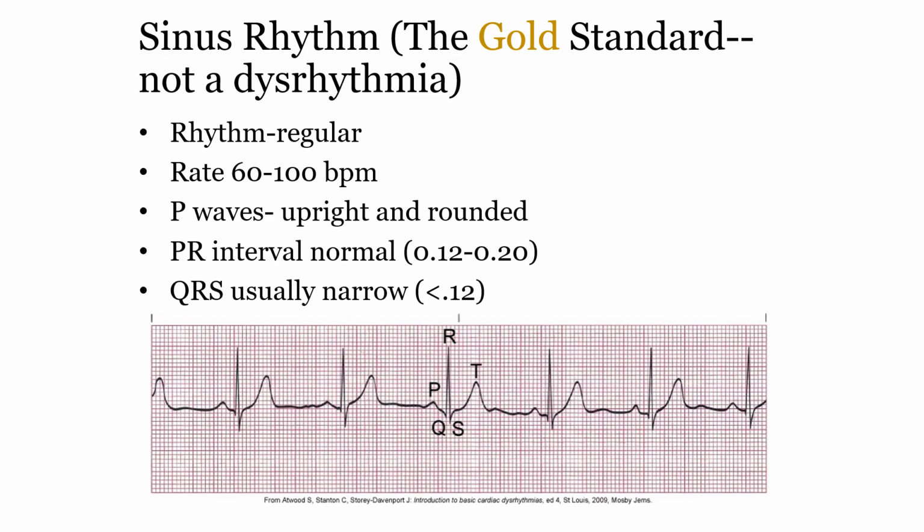The PR interval, measuring from the beginning of the P to the beginning of the Q, is a normal range of 0.12 to 0.20. And then the QRS complex, measuring beginning of the Q to where S comes back up to the J point, is usually narrow, less than 0.12.